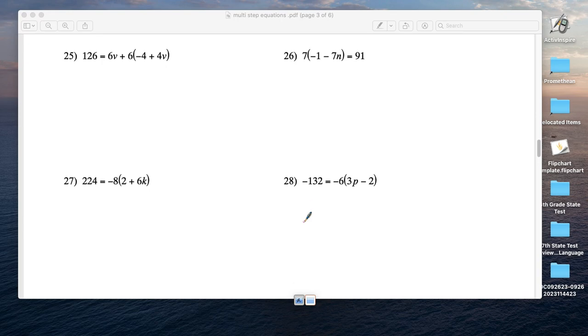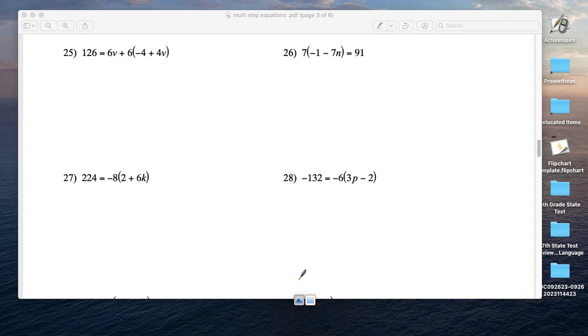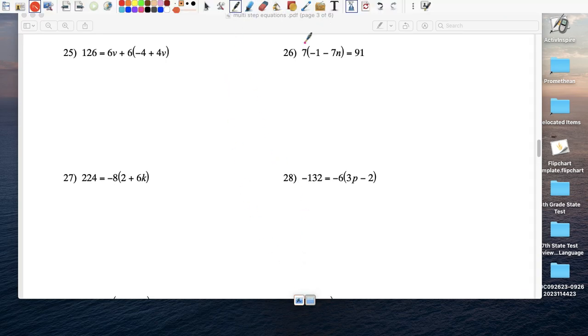26. All right. Distributive property here and here. 7 times negative 1 is negative 7. 7 times negative 7 is negative 49. And equals 91. So 1, distributive property, done.